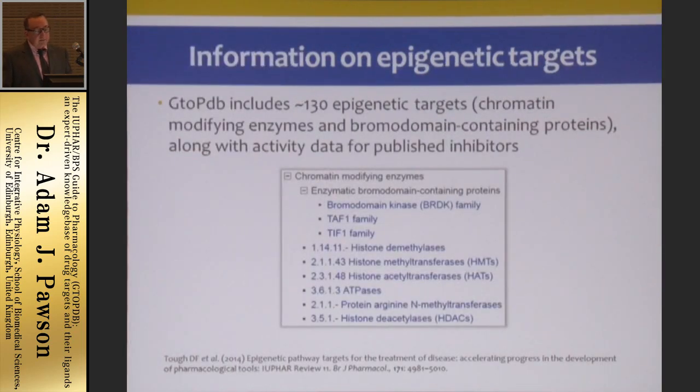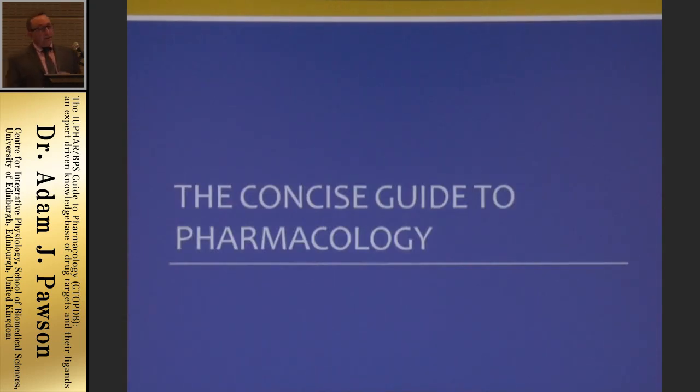And then epigenetics, we've also just recently started including those targets in the database, including chromatin-modifying enzymes and bromodomain-containing proteins, along with activity data for published inhibitors. And this is the sort of family tree that we have for those. Just recently, we've had an IUPHAR review on epigenetic pathway targets, which we've now included all the data for those inhibitors in the database.